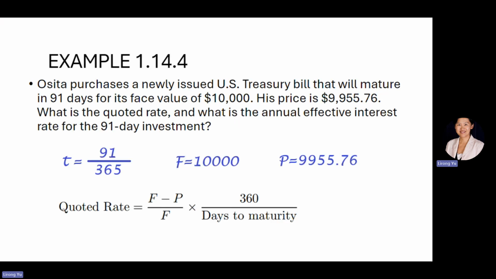So first, let's calculate the quoted rate. For the quoted rate, first you're going to calculate the interest amount. Your present value is 9,955.76. The future value is 10,000. So subtract these two, and obviously we will get your interest amount.